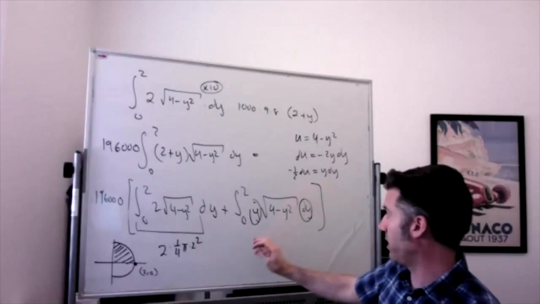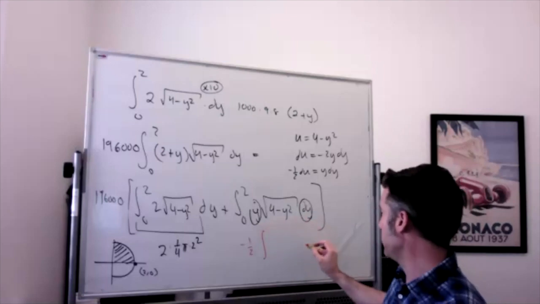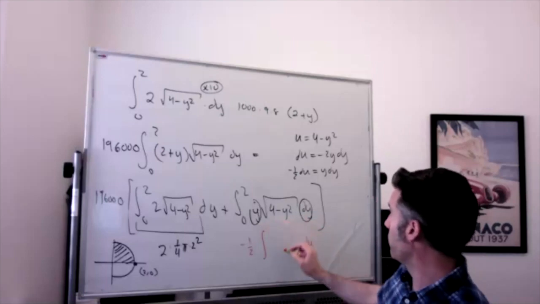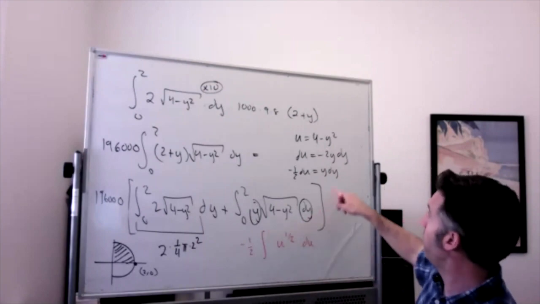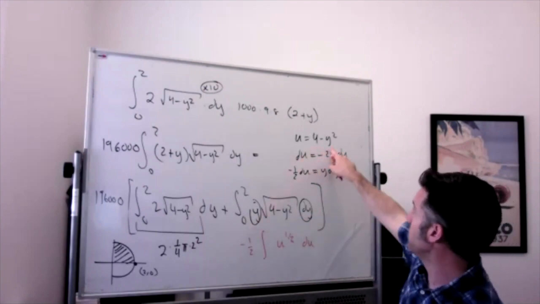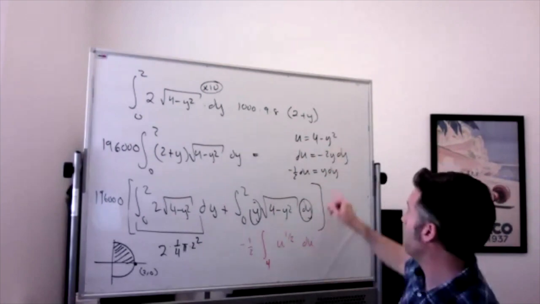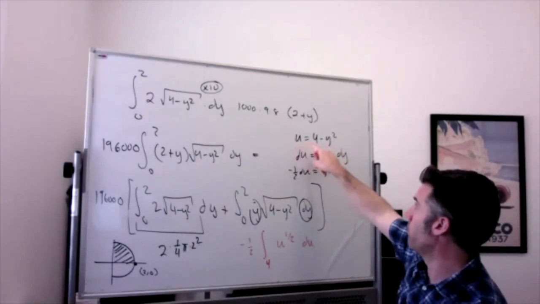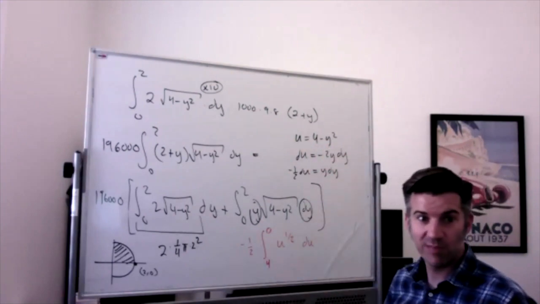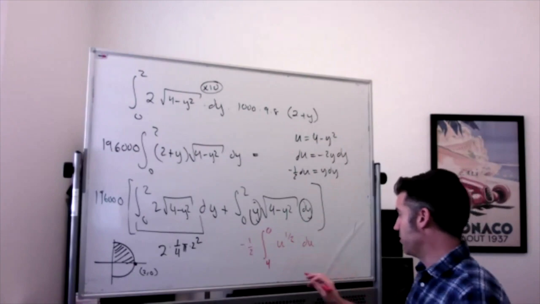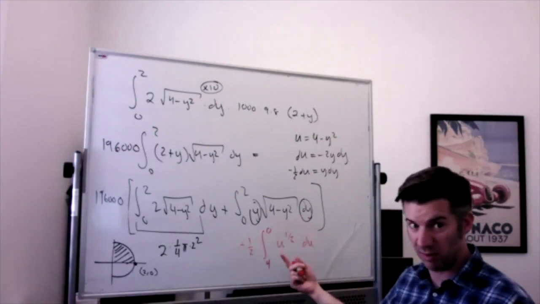Let's see, y dy, so I get a negative 1/2 integral y dy du, and then the square root of u. And my new limits of integration are, well, if y is 0, u is 4 minus 0. And if y is 2, u is 4 minus 4, which is 0. So this part becomes, and I would then change this to positive, and I would flip the limit of integration.